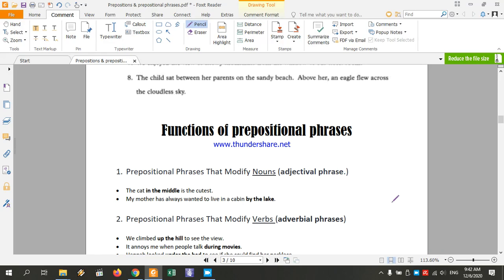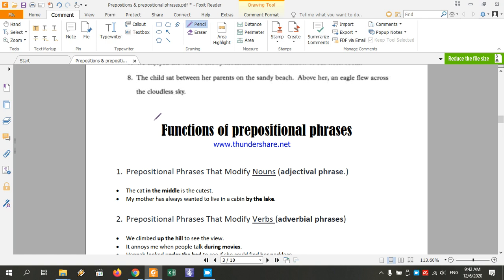We're still talking about prepositions as a part of speech. We discussed single or simple prepositions and compound prepositions. And we also talked about the prepositional phrase, which is a group of words that has a preposition, the object of a preposition, and any other word that may modify the object of the preposition.